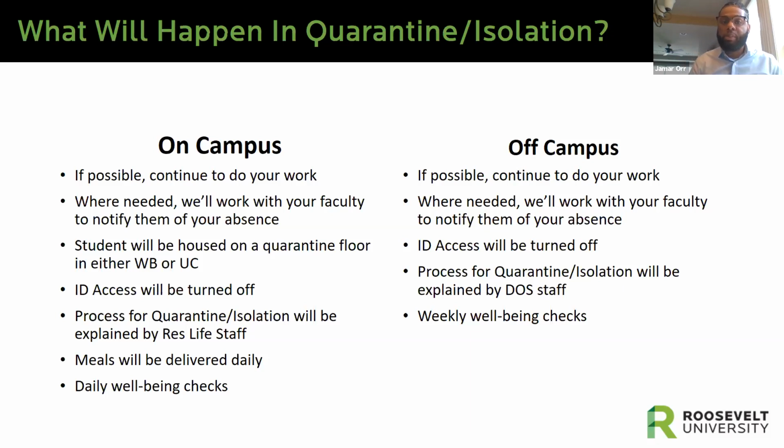Students who are on campus will be housed on a quarantine floor in either Wabash or the University Center. Their IDs will also be turned off so that they don't have access to enter main campus. And then we'll be working with you to explain the process for quarantine and isolation, and that'll be done by Residence Life staff if you're living on campus. We'll also be delivering meals to you daily, as well as doing daily well-being checks.